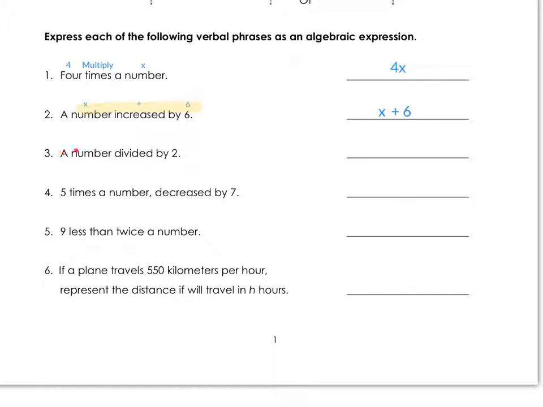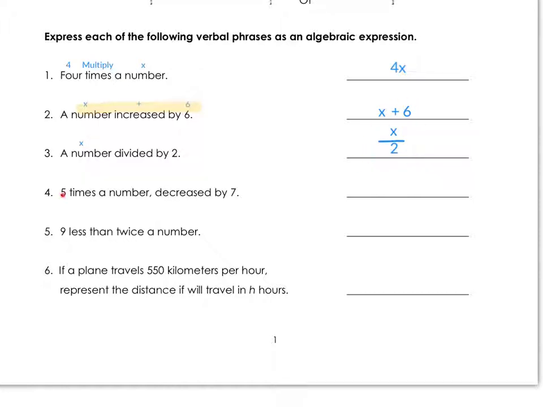Okay, next we have a number, so that's what we don't know, so we use a variable. Then I see the words divided by. That means that I'm going to divide. And then 2. But remember, when we divide, we want to write that as a fraction. So this is going to actually be x divided by 2 written as x over 2. So remember that those are written as fractions here.